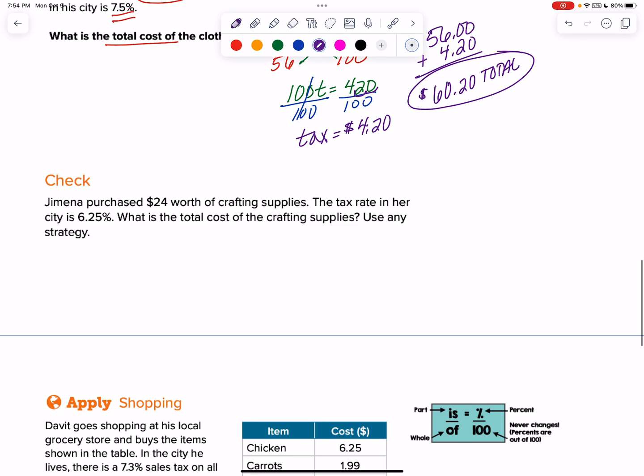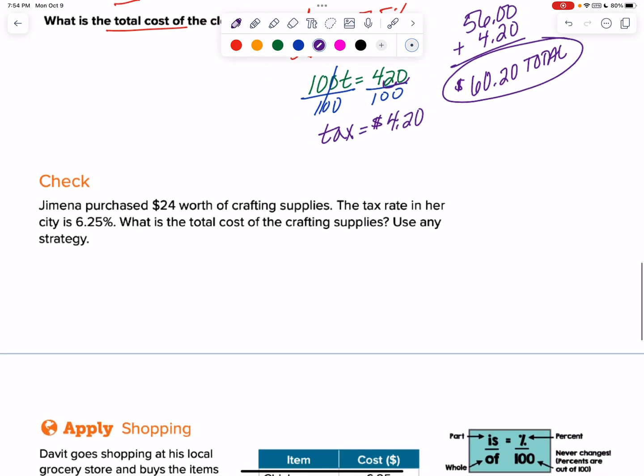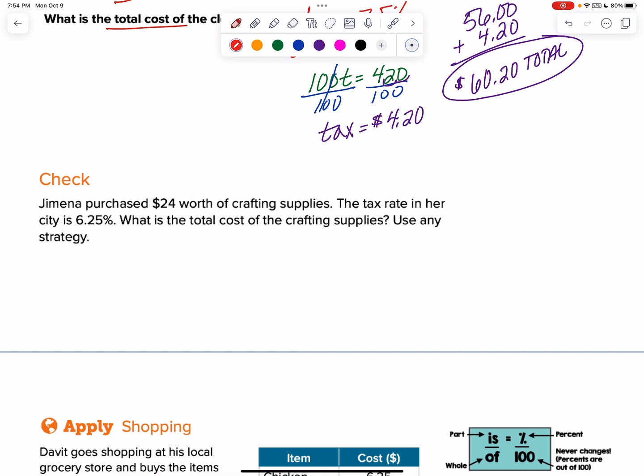Did you get it right? All right, let's do this check and then on to our apply, and then we'll go to your practice page. All right, Jimena. I don't know what that is. Jimena, maybe Jamina. Anyway, $24 worth of crafting supplies. The tax rate in the city is this. It's written as a percent. Okay, so I know where that goes. That's what I'm looking for. What is the total cost? Use any strategy.